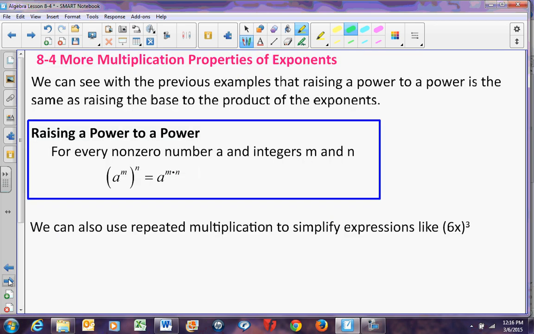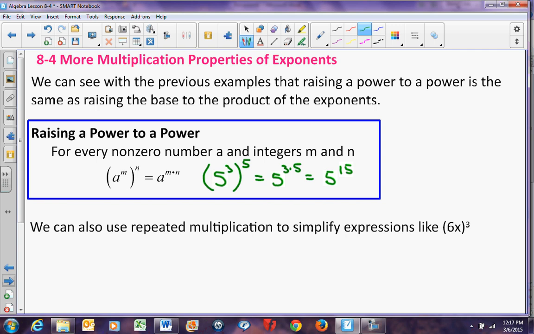Raising a power to a power. If you raise a power to a power, it's the same as raising the base to the product of your exponents. So for every non-zero number a and integers m and n, a to the m raised to the nth power is the same as saying a to the m times n. Or in people terms, if I have 5 to the 3rd and I'm going to raise that to the 5th power, that's the same as saying 5 to the 3 times 5, or 5 to the 15th power. That's essentially what we're saying with that property.